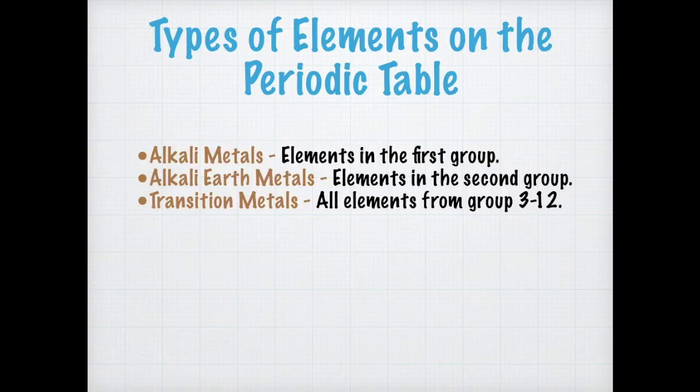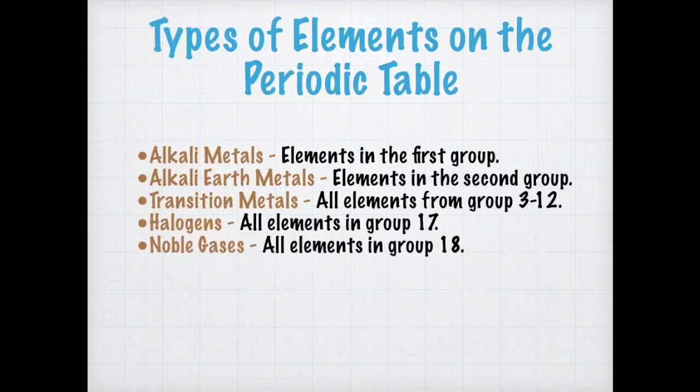The transition metals are all the elements in group 3 to group 12 of the periodic table. Okay, just learn the names for now because that's what's important. Halogens are all the elements in group number 17. We are going to get to the rest of the elements later, but for now just learn the names. Now, noble gases are all the elements in group 18.